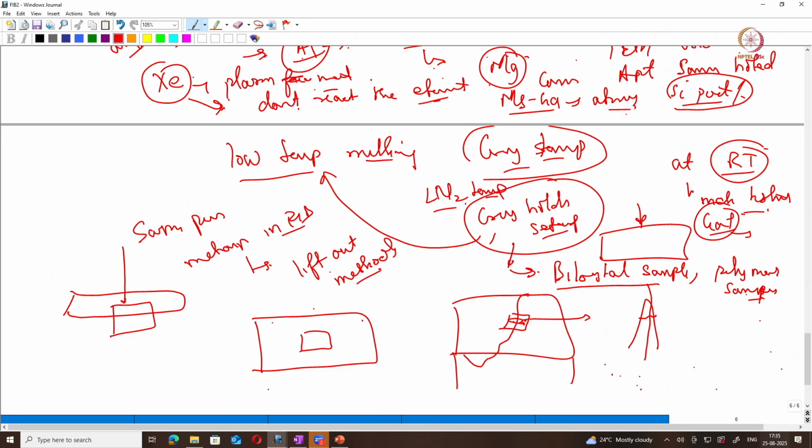So these are different in plane lift out methods which we'll go through briefly in the next class. So we'll meet in the next class with these further descriptions. Thank you.